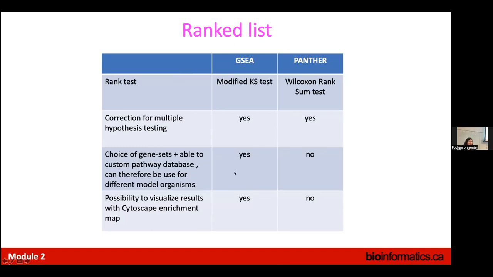With GSEA, you can choose the pathway database that is ready for you in the MSigDB database, but there is also the possibility to upload your custom GMT file. The GMT file is the pathway database, and it's good because then you can upload the GMT file that corresponds to your model organism. And there is the possibility to visualize the results with Cytoscape enrichment map.